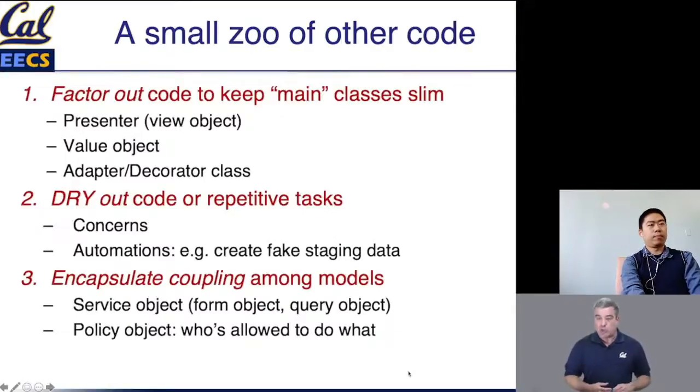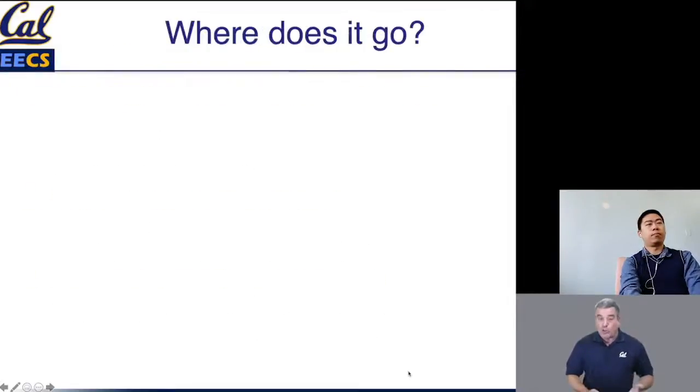So that's kind of a small zoo of other types of code. If you don't know, if it doesn't feel like it belongs in a model, and you're pretty sure it doesn't belong in a viewer or a controller, here's a handful of choices for what it could be. Where do you put this stuff? Like, where do the files live?